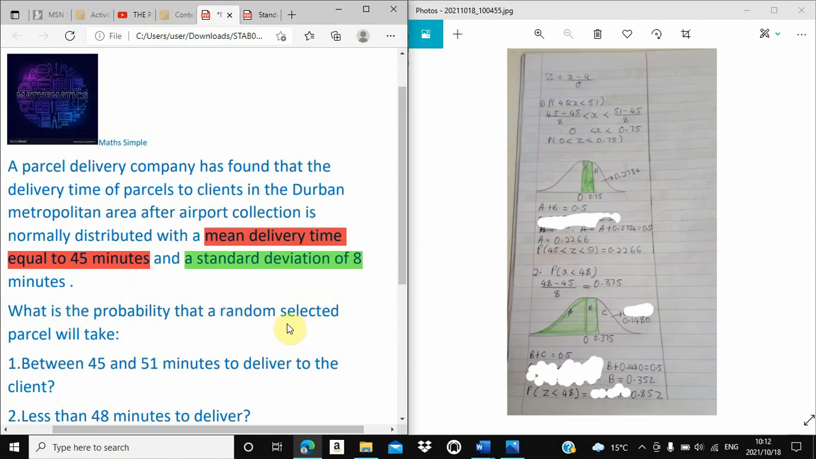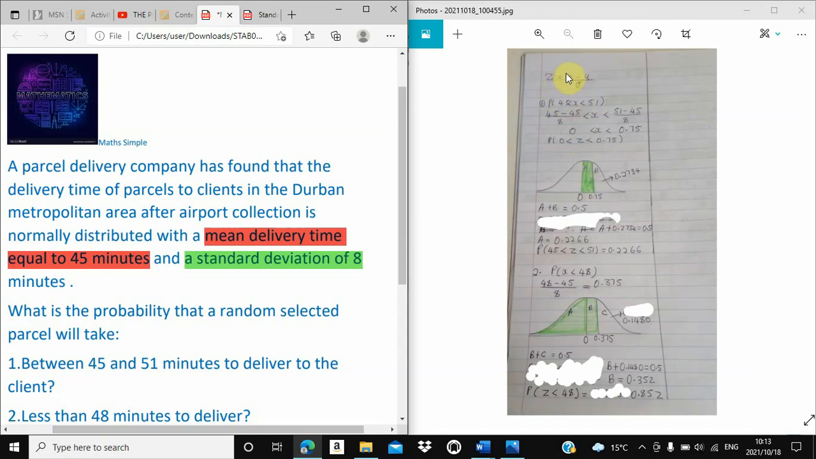What is the probability that a randomly selected parcel will take between 45 and 51 minutes to deliver to the client? Then what is the probability between 45 and 51? Here we said x. Then if you don't want to say x, you can write z. There is no problem. As long as you are continuing, you will standardize it to z. You may write it as x or you may write it as z.